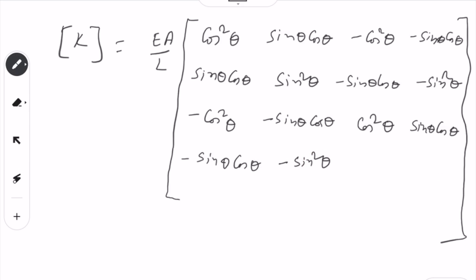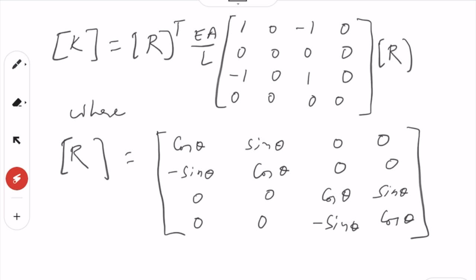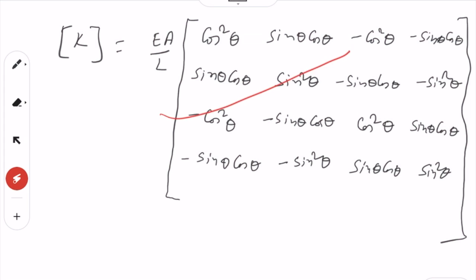Right, so we have sin theta cos theta, and then we have sin square theta. So this is what you will get after you multiply this. If you put the R value here, meaning the transpose of this will be here, this matrix multiplied by the R matrix here, if you do this, what you will get is exactly the same thing that we learned earlier.